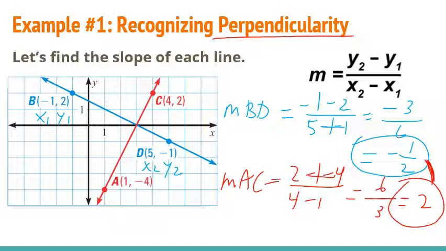So this is actually hard proof that these two lines are perpendicular. We know for sure they're perpendicular because these two slopes are what we call negative reciprocals.